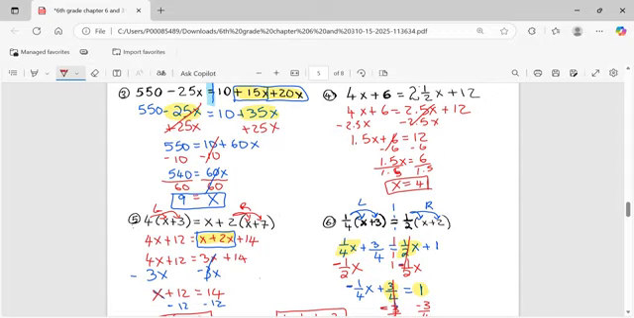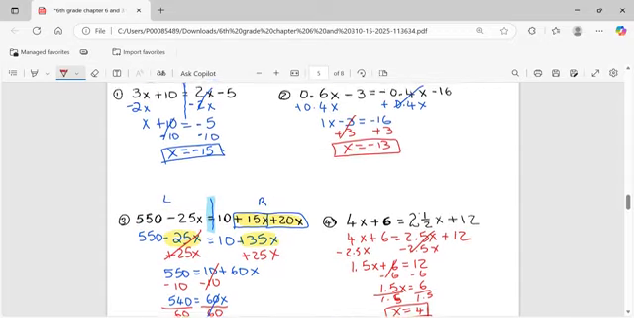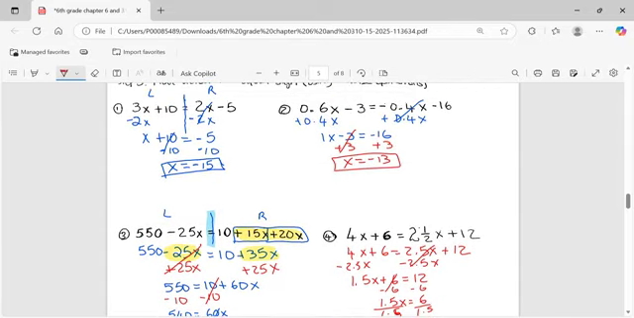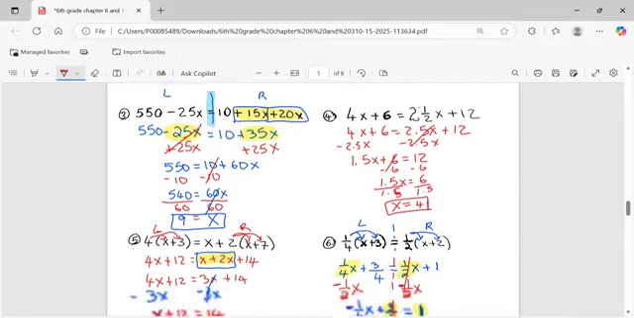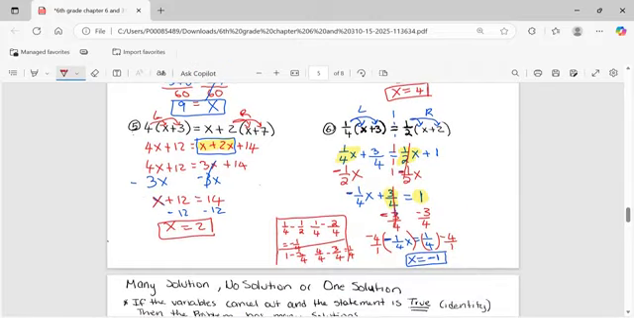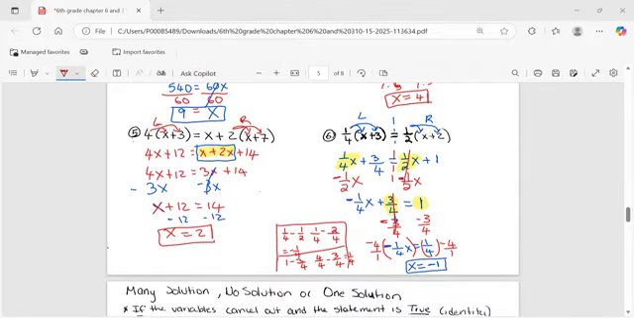All right, and there we have it. We have the solutions to our problems. Remember, at any point, you can always take the answer and substitute it in to check.